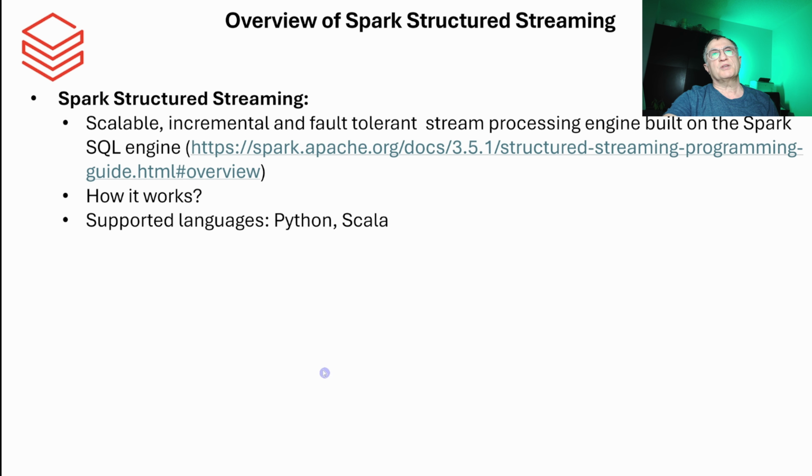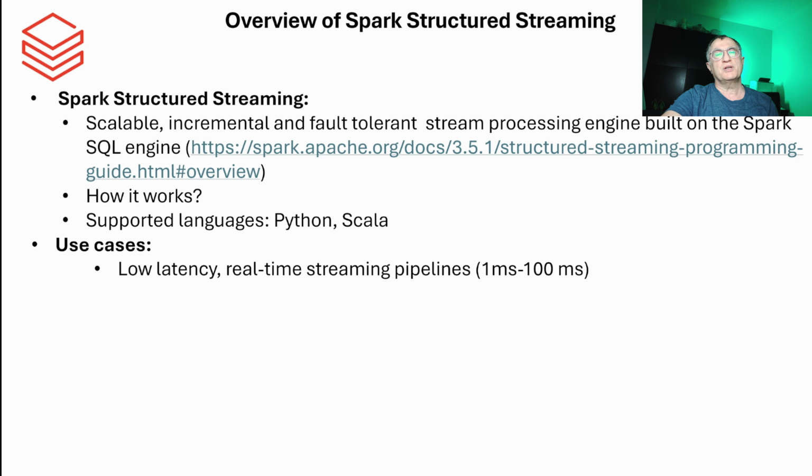In Databricks, you can use Python and Scala to build your streaming pipelines. Some of the use cases: as I mentioned, Spark Streaming is primarily built to handle low latency, real-time streaming pipelines. Depending on your data speed and size, you can get up to 1 millisecond latency.